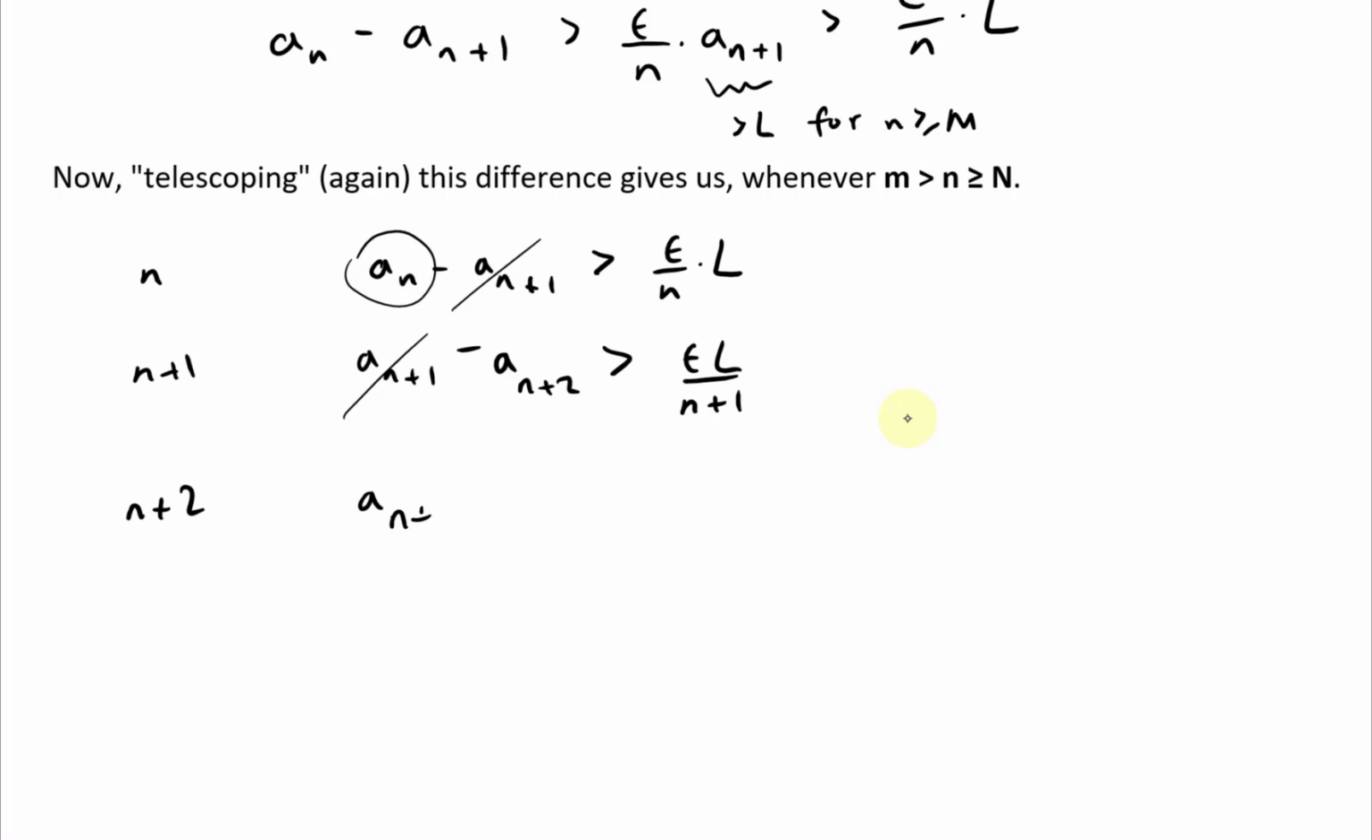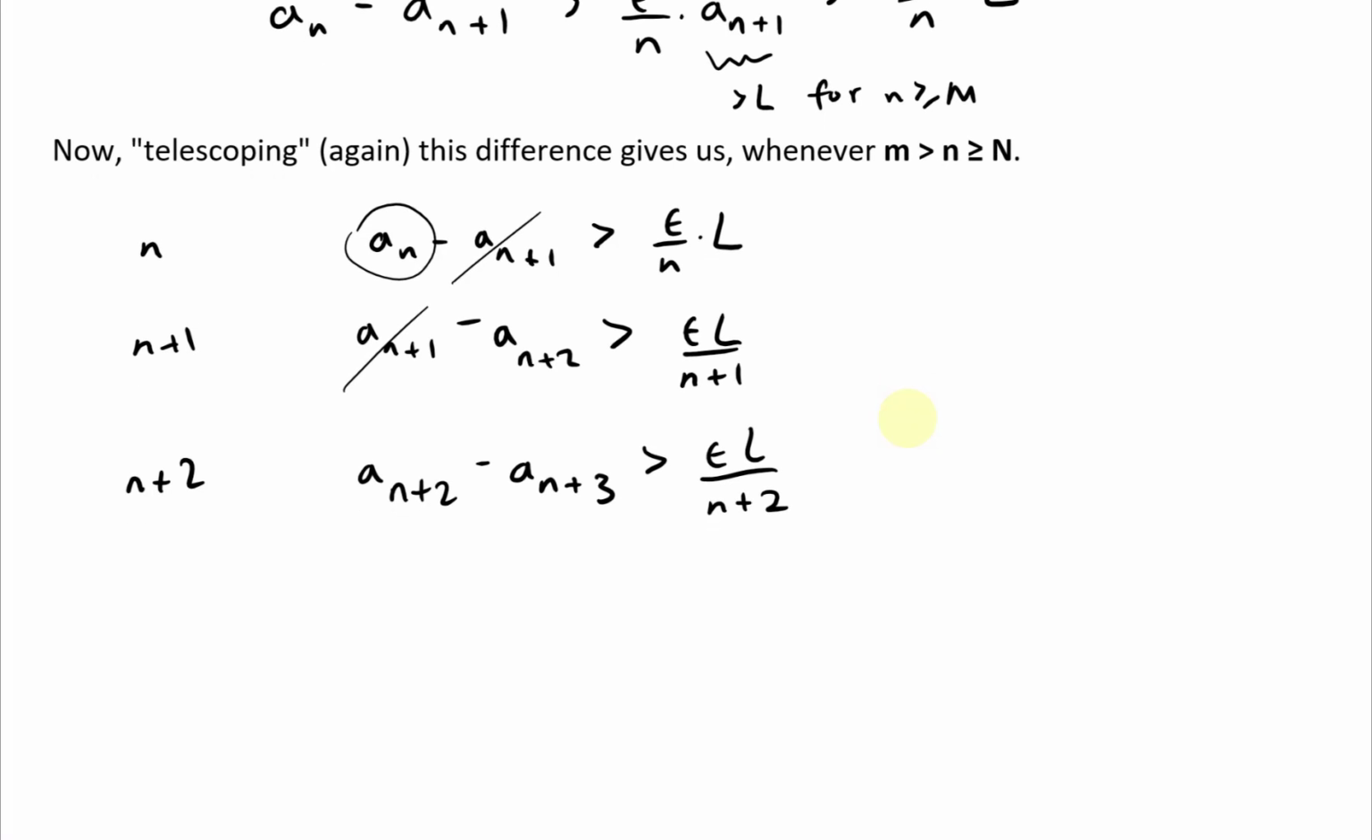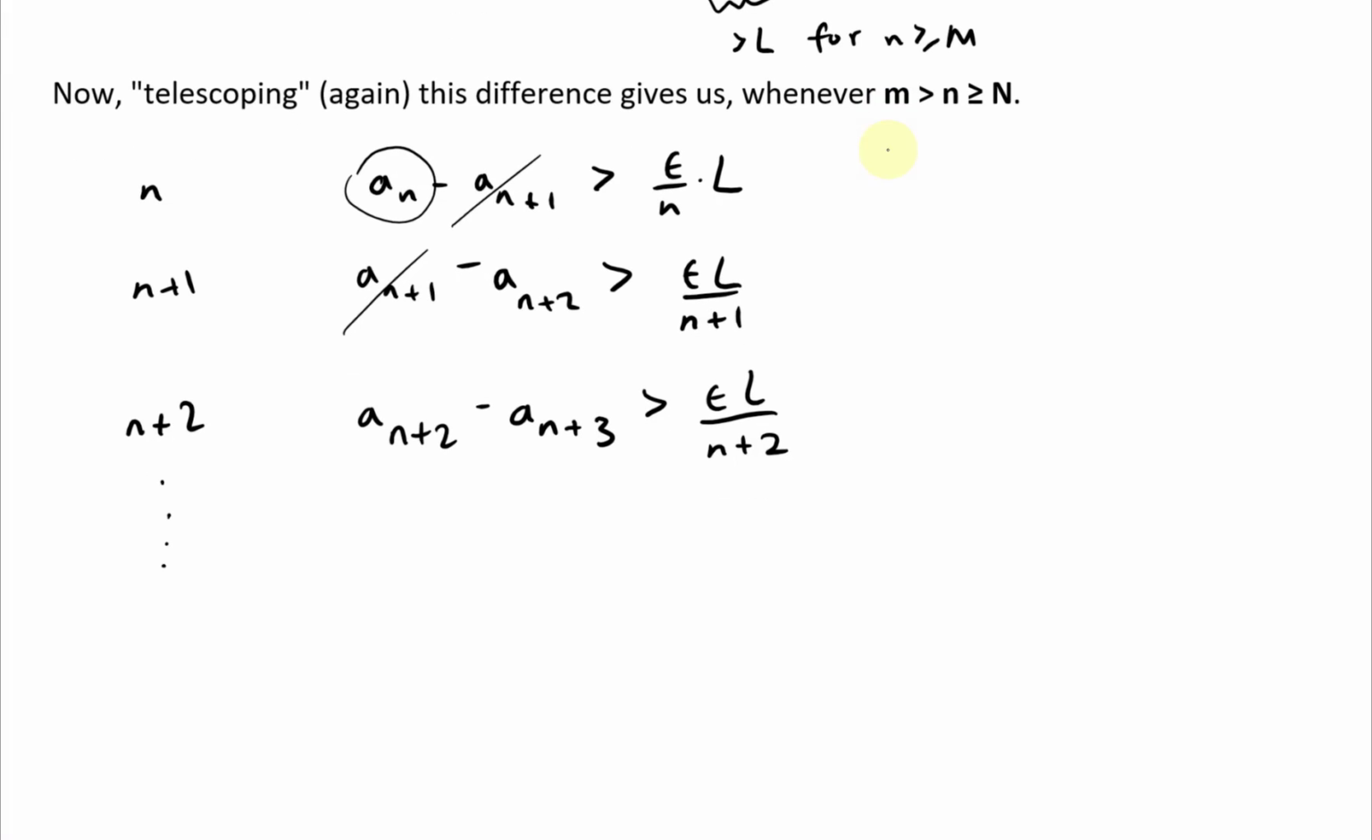This is going to be a_{n+2} minus a_{n+3}. This is going to be greater than epsilon L over n plus 2, and so on. And we're going to go all the way to the integer m, dot, dot, dot. We want it simpler, so we're going to subtract m minus 1. The reason for this is that those are the parts that are going to cancel. So m minus 1 is over here, and the next one is going to be minus a_m. They're just simpler like that.